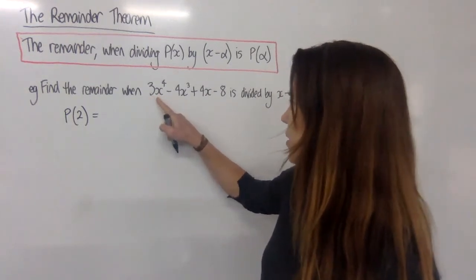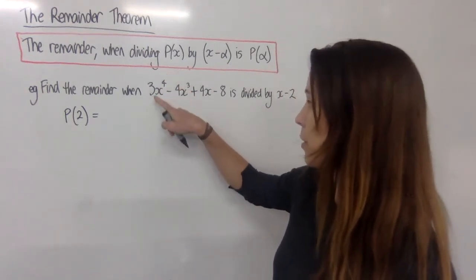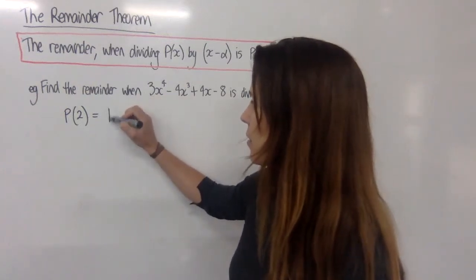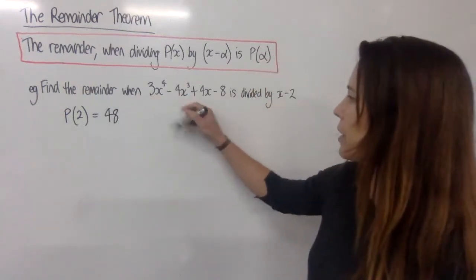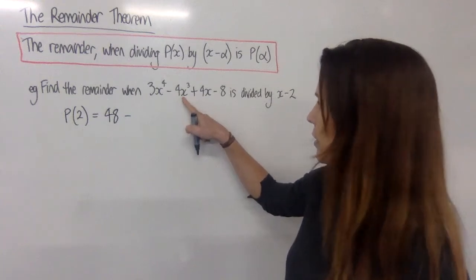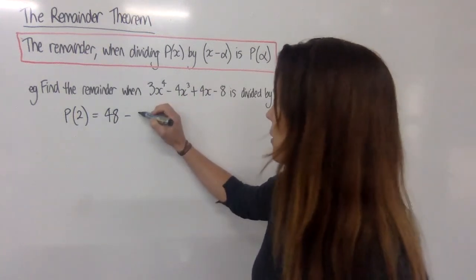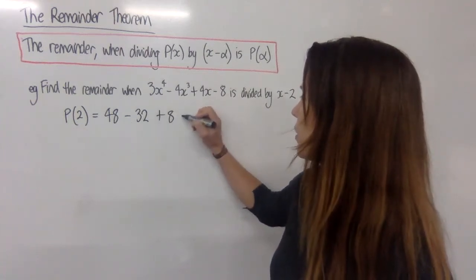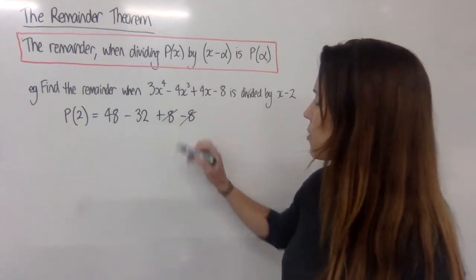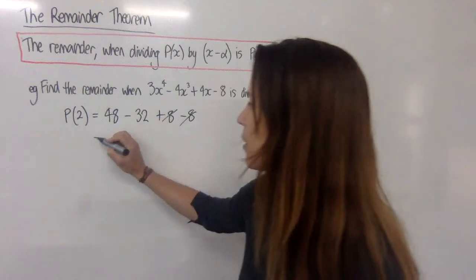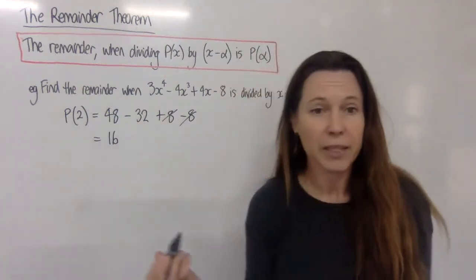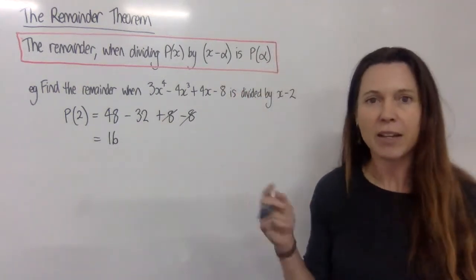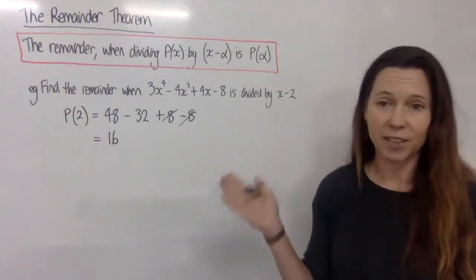So we've got 3 multiplied by 2 to the power of 4, that's 3 16s, which is 48, minus 4 times, what's that, 2 cubed is 8, 4 8s are 32, plus 4 2s minus 8. So these two are going to disappear each other and I'm left with 16. So I can see that the remainder is 16 without even having to carry out that long division.